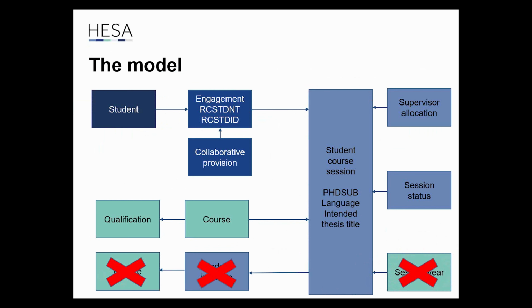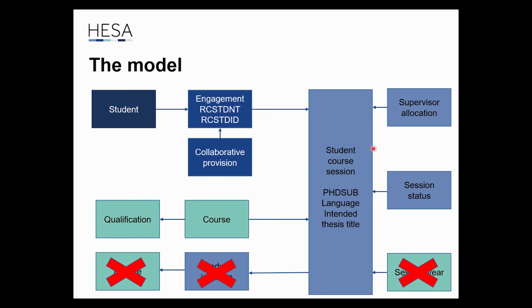Some of the key entities that we'll look at today, at the engagement level, there are fields related to research councils where applicable if the student is a research council funded student. We've got the collaborative provision entity, which is associated with an engagement that Rachel will go into a bit more detail on, but records where the student is part of a collaborative provision arrangement and some extra information as well.